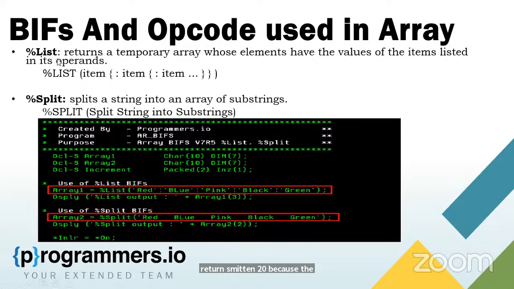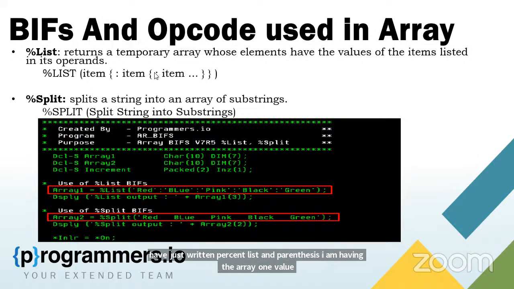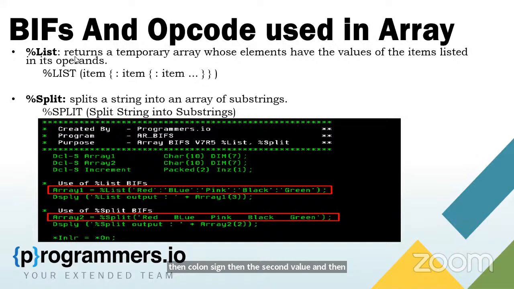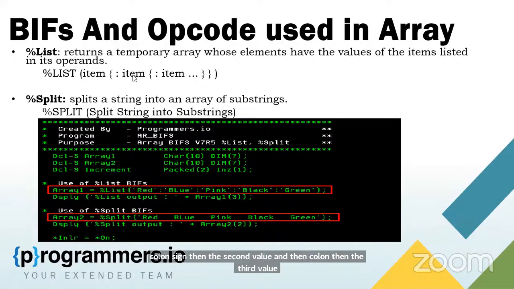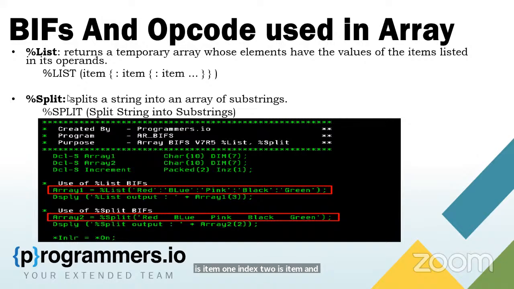Then we have %LIST. It returns a temporary array whose elements have the values of the items listed in its operands. For the syntax, I have written %LIST, and in parentheses I have the first value, then a colon, then the second value, then a colon, then the third value. So index one is item one, index two is item two, and index three is item three. %SPLIT is similar; the only change is that in %SPLIT I'm using a whole string.